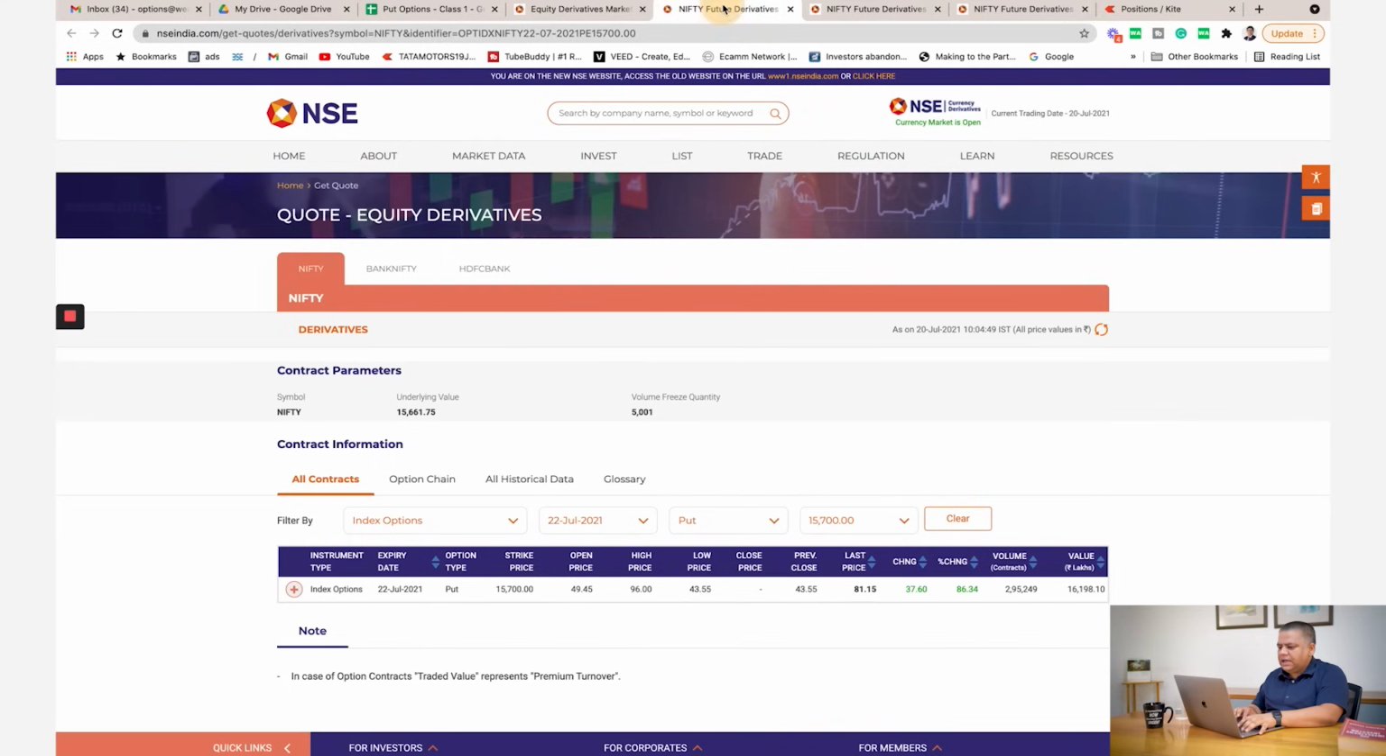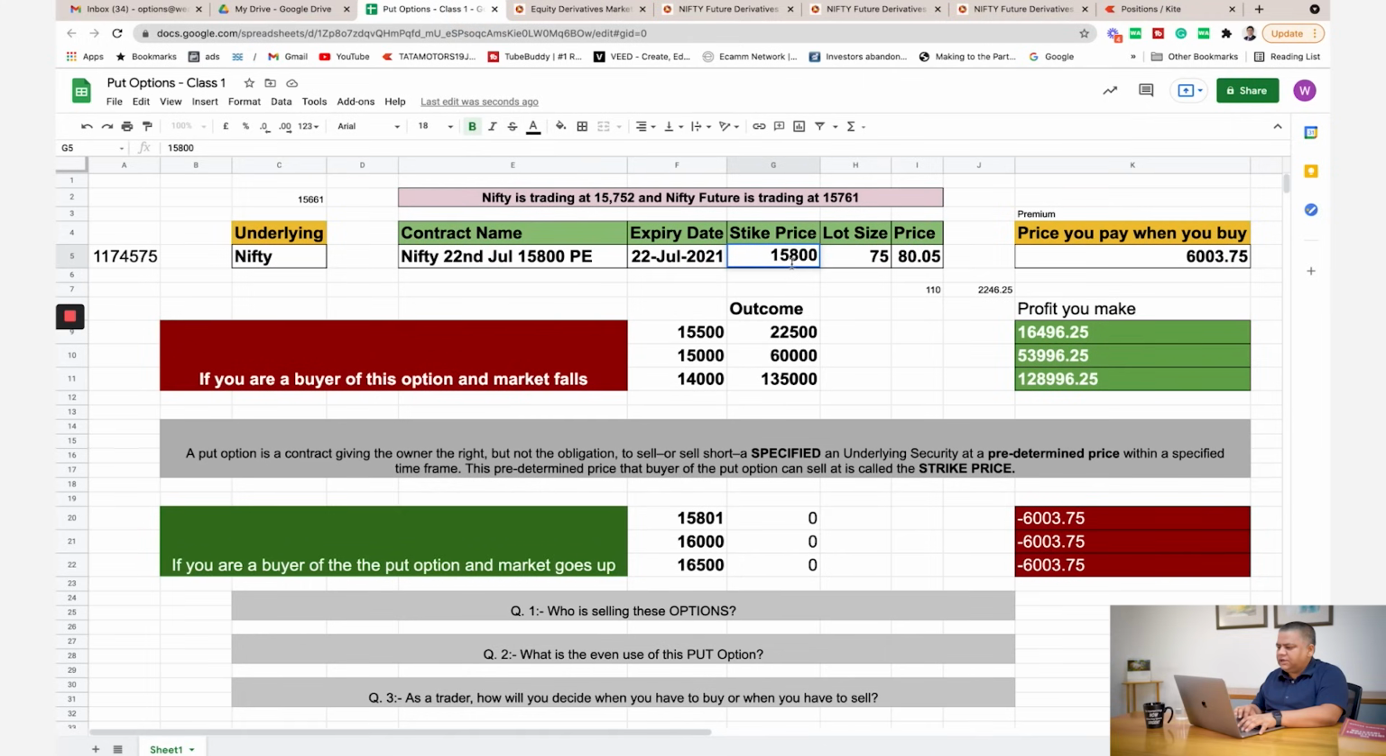15,700 is what I have taken, and the last price is 80 for 15,700. So I'll change it to 15,700. I use this sheet to explain options. Now 75 is the lot size, 80 is the price.